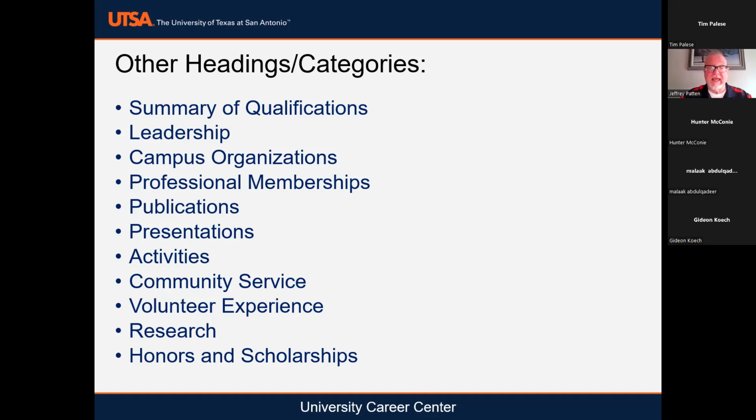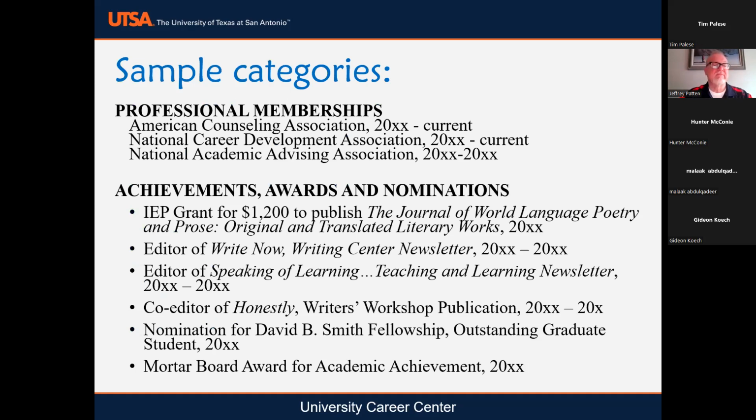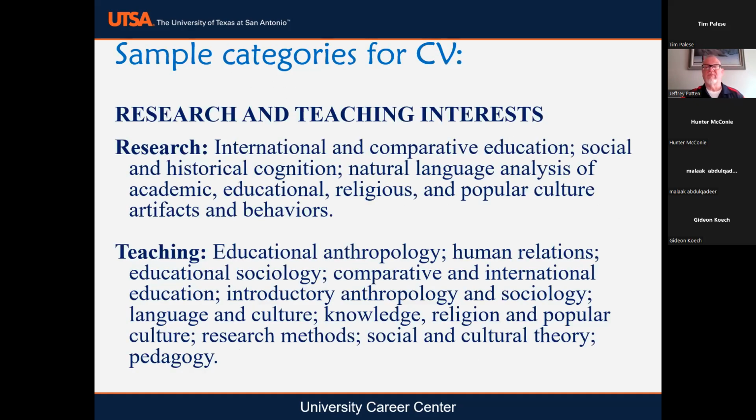But these are other things, again, that might go into your resume or CV. Again, sample categories: professional associations that the person belongs to, achievements, awards, and nominations. You can break it down into research interests. And again, specifically for a CV, these are the things that my background and experience have prepared me for. Teaching experience, the kinds of content that I've taught in classroom or other setting.